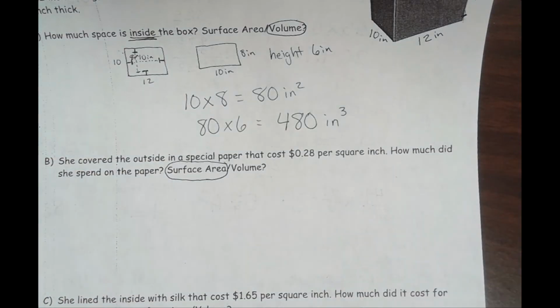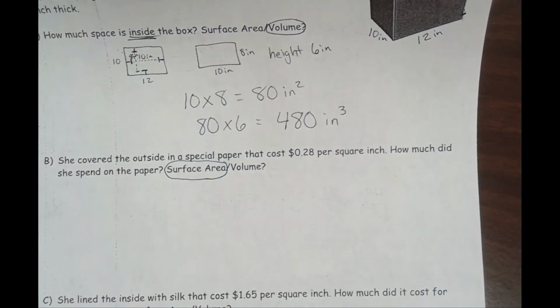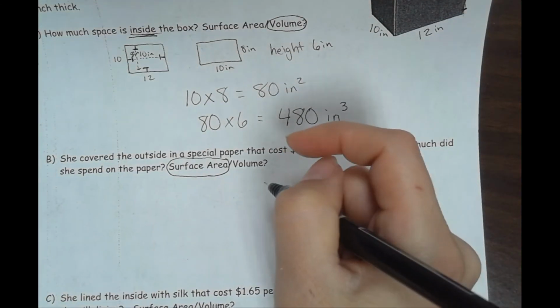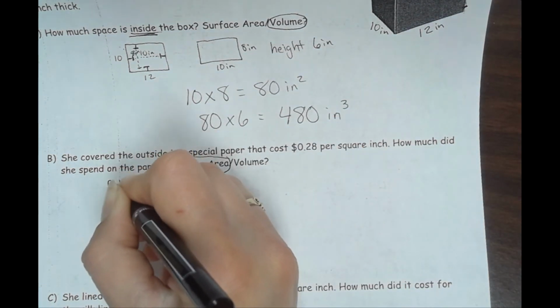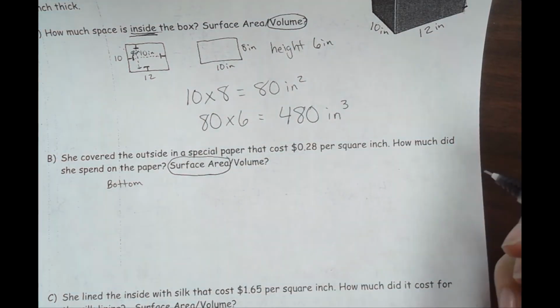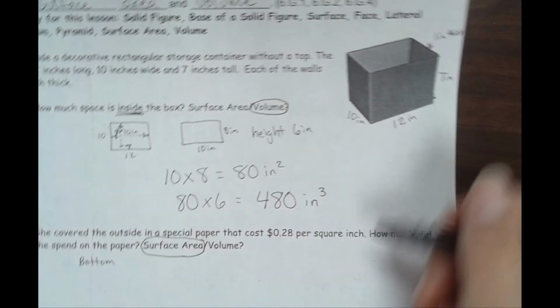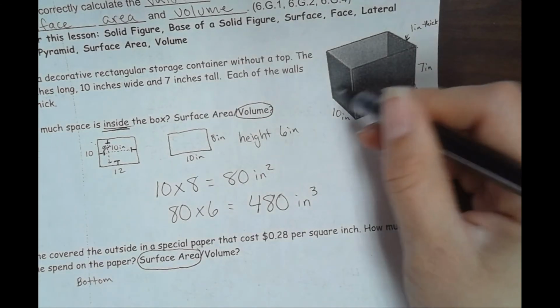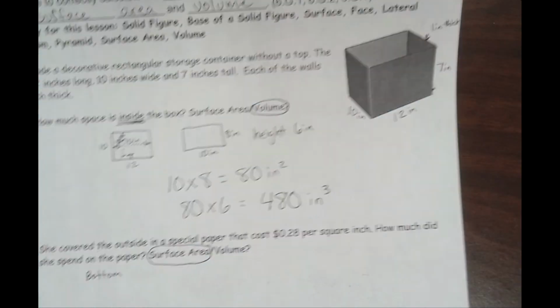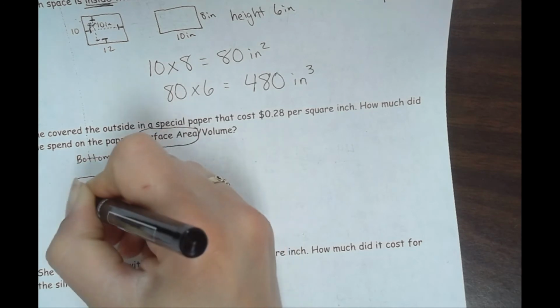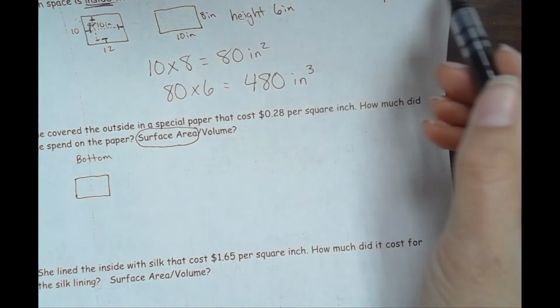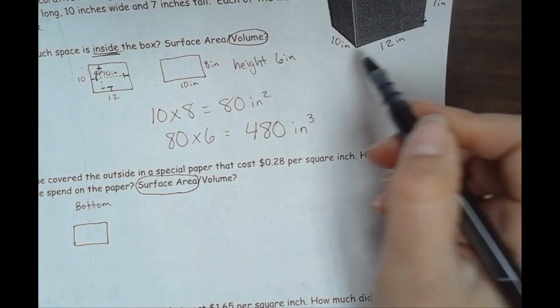Now, because it's only on the outside and there's not a top, we've got to think about all the sides we're going to have. So she's going to have a bottom to cover. She's probably going to cover the front, the back, the left, and the right, but no top. So the bottom is a rectangle, and that rectangle is 12 inches by 10 inches.